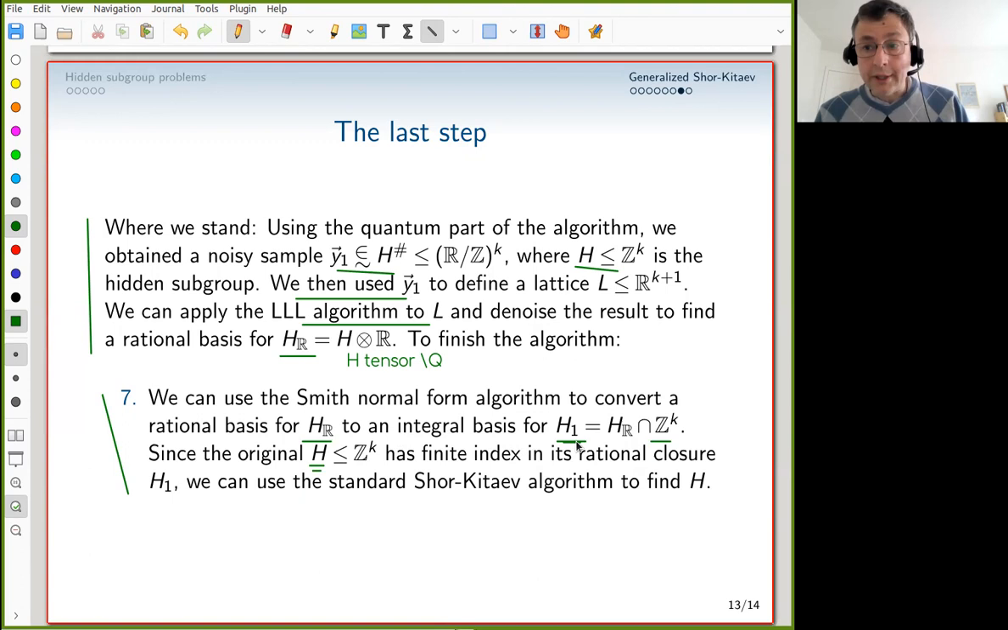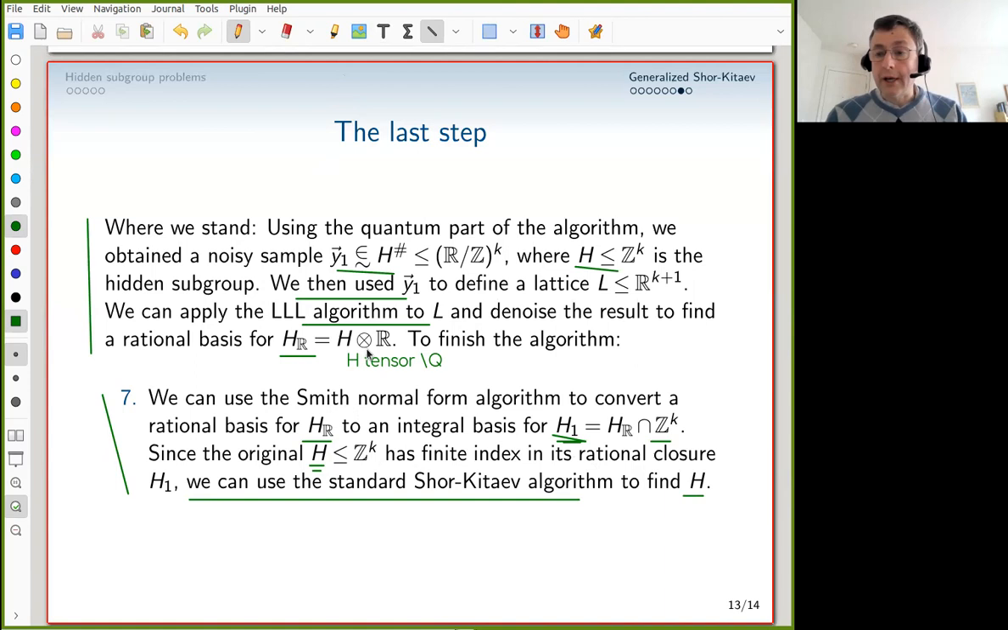So we're not really done, but we have reduced to a previous case. Using some change of basis to change H1 to Z^L, we now have a hidden subgroup that does have finite index. And so we can use the standard Shor-Kitaev algorithm to find H from H1. Okay, so that's how the algorithm works.